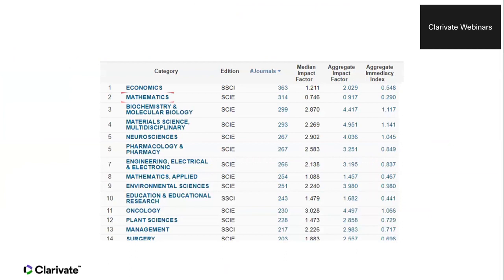Now, if I look over here, I've taken two subject areas, oncology and mathematics. Mathematics has 300 journals. Oncology has 230 journals on the Web of Science. However, for mathematics, the median impact factor is just 0.746. That means 50% of the 300 plus journals have an impact factor less than 0.7, whereas for oncology, 3.028 is the median.